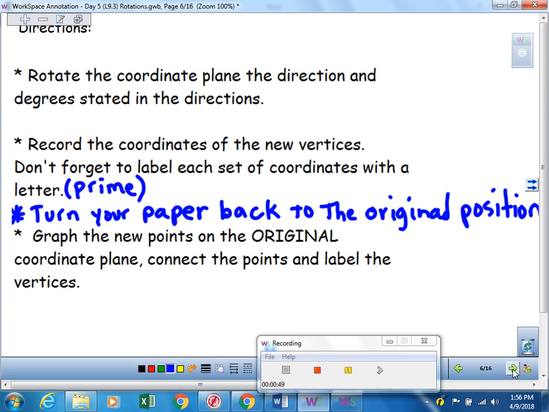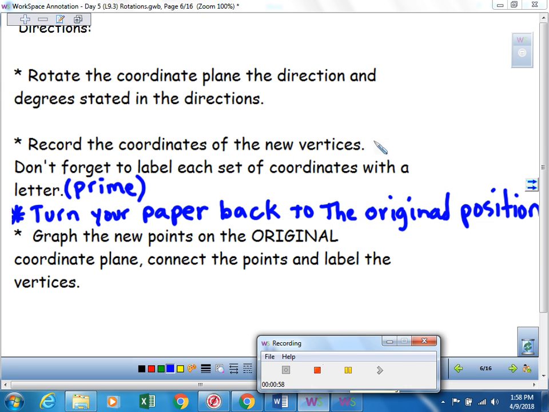Let's go over these directions. We're going to rotate the coordinate plane the direction in degrees stated in the directions. So on your paper, you will have directions. It'll say 90 degrees rotation, 90 degrees clockwise. You're going to turn your paper. You're going to record the coordinates of the new vertices.